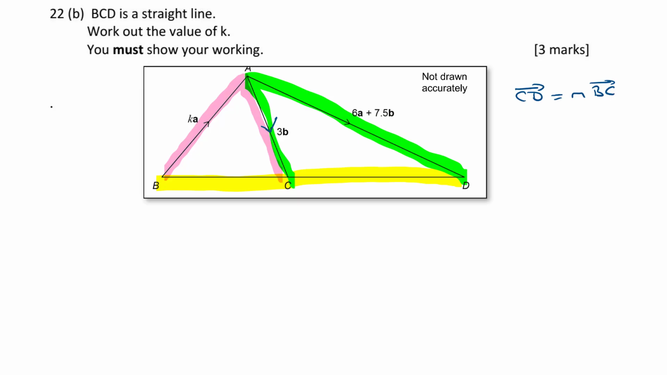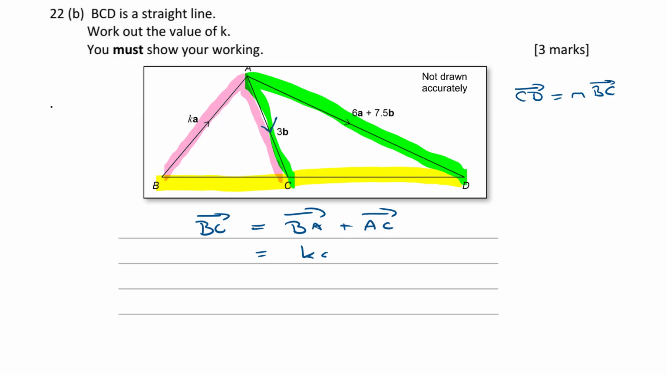Okay, so let's do that then. So CD we've already found. So let's find BC first. We can find BC by going via A like we did last time. So BA plus AC. BA is that vector ka, and AC is that vector 3b. So we're going with the arrows in both directions. So it's simply ka plus 3b.